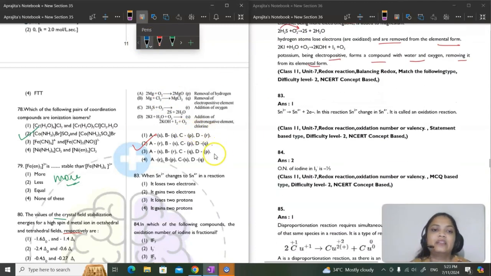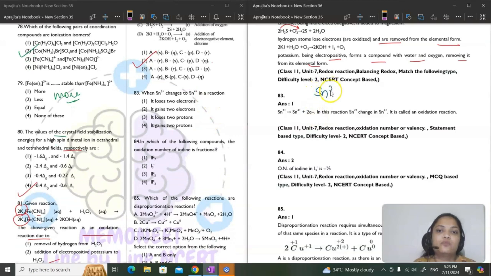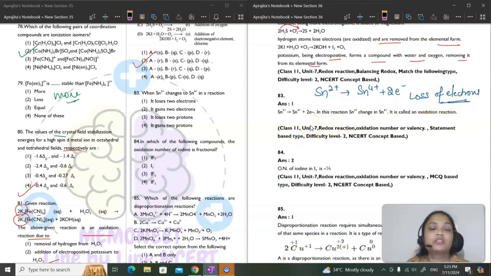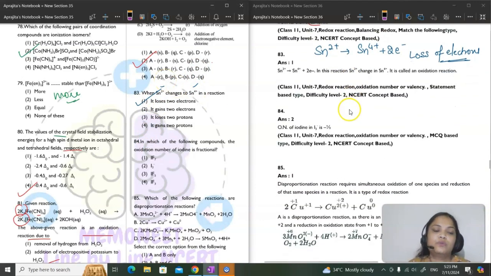Question number 83, when Sn2+ changes to Sn4+, what is happening? You know, students, Sn2+ will lose 2 electrons and then it will convert to Sn4+. Loss of electrons is happening. So loss of 2 electrons, it's an oxidation reaction because here the oxidation state is increasing. Earlier there was a loss of 2 electrons, now 2 more electrons are lost. So answer is option 1, it loses 2 electrons.